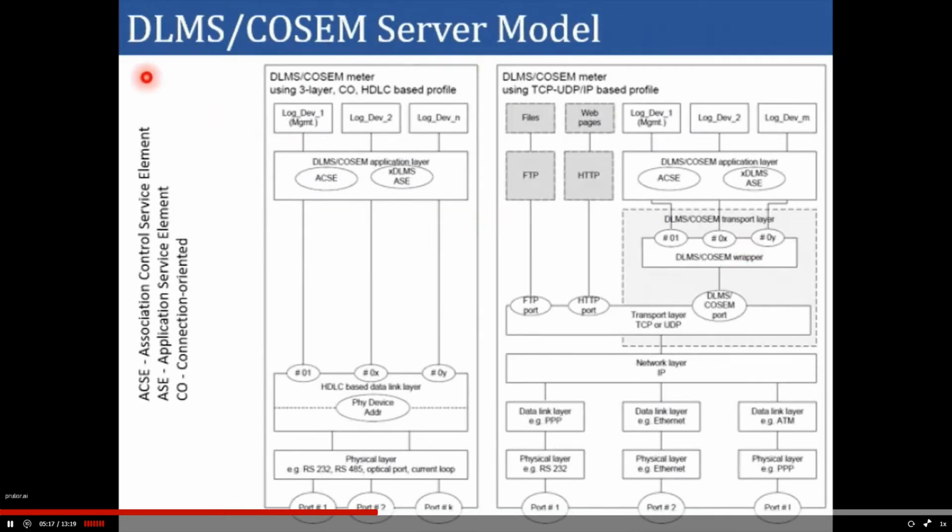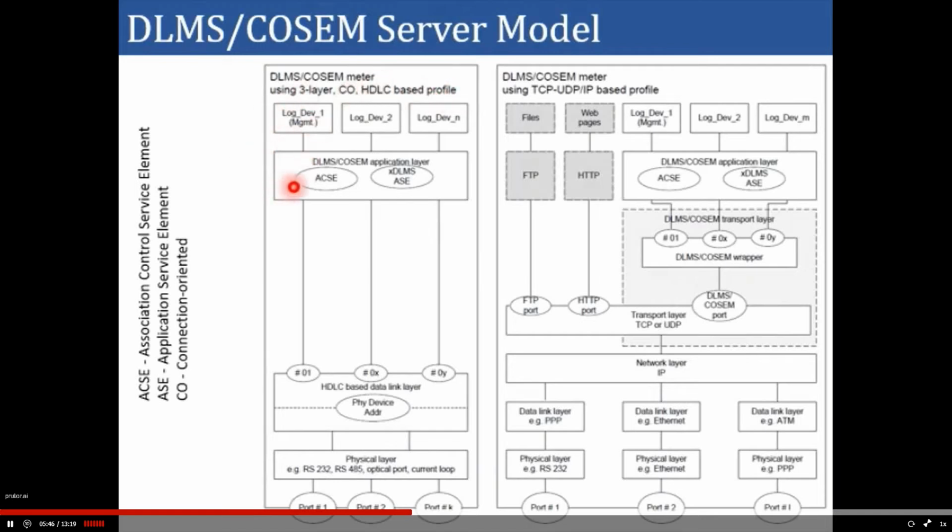Now let's talk about the DLMS COSEM server model. So in the smart meter, we have two different types of server models built. One is DLMS COSEM HDLC. In this case, it is using 3 layers and connection oriented architecture. HDLC is nothing but high level data link control.